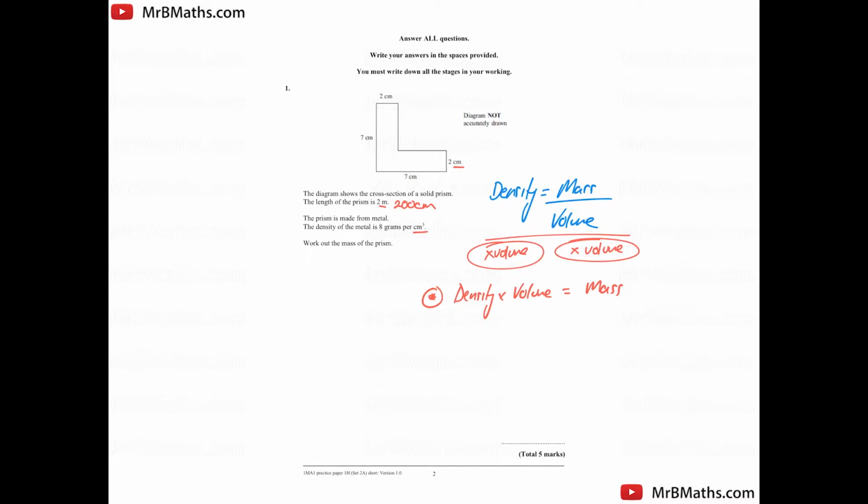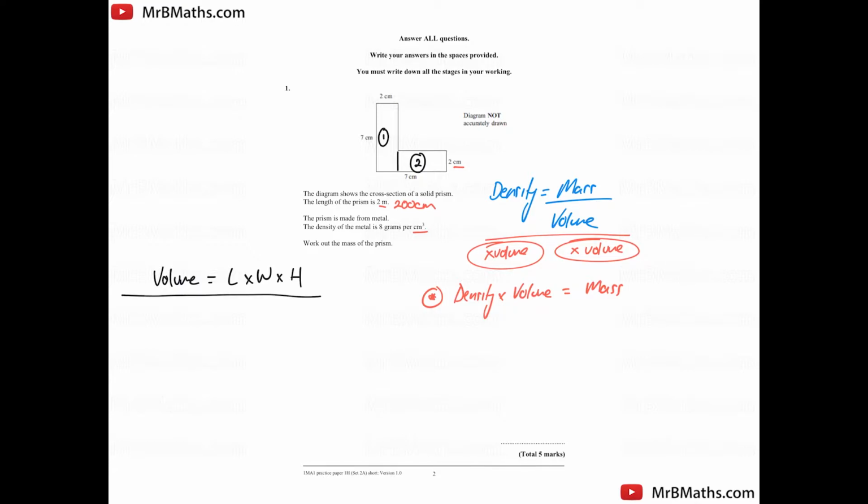Okay, so here is our formula set up. We can then start using this. So we know it's 8 grams per centimeter cubed, indicating that we do need to find the volume first. So volume would be length times width times height, or the cross-sectional area. And first find out the cross-sectional area.